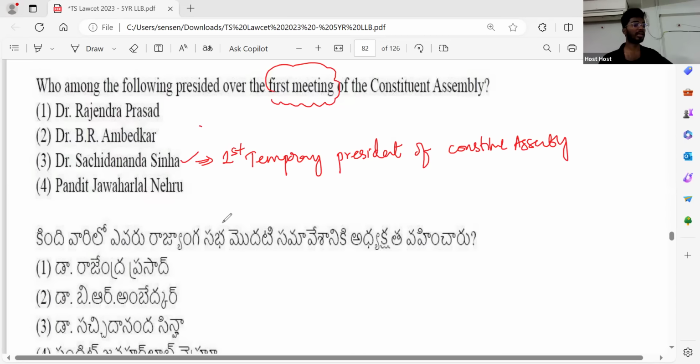And later he elected the full-time president, that is Dr. Rajendra Prasad. Dr. Rajendra Prasad is the chairman of Constituent Assembly, and he's also the first president of India, right? So this you have to remember. Many people, those who don't attend the class, will answer it as Ambedkar. Any question related to Constitution, right? So the answer is Sachidananda Sinha, right? You have to remember this. Next.